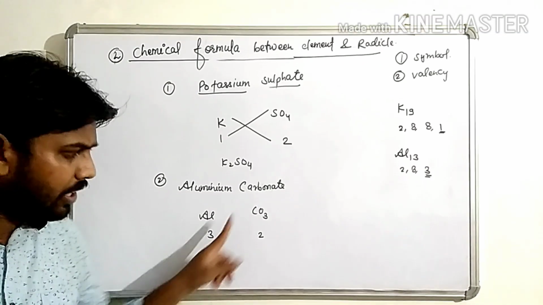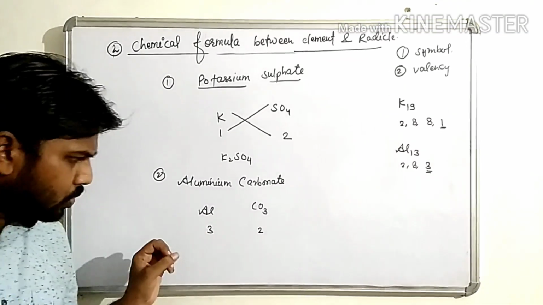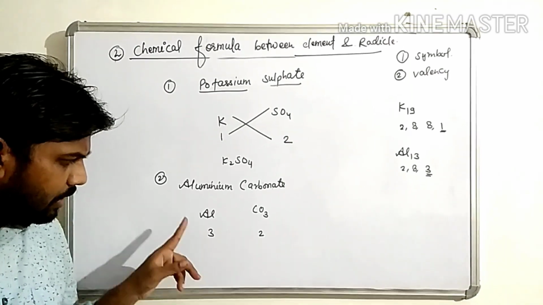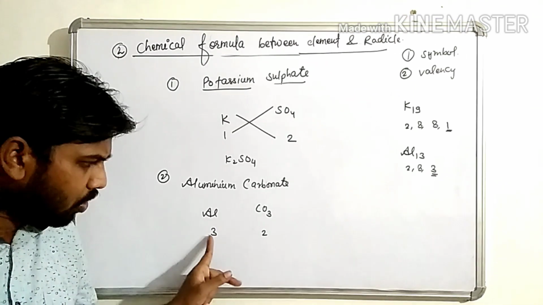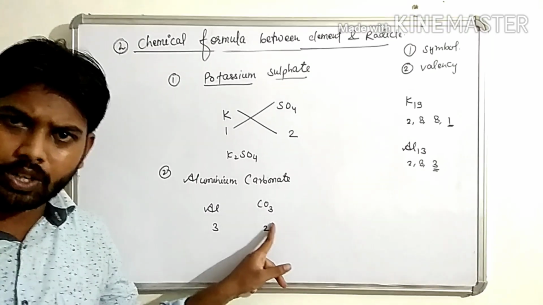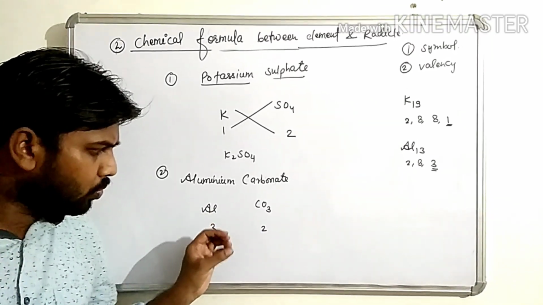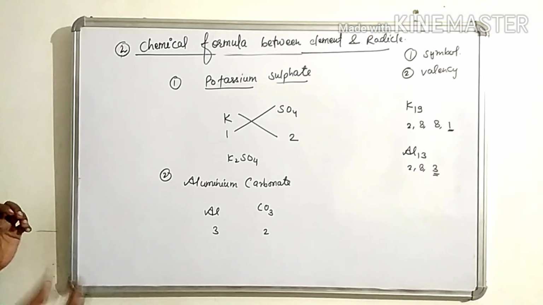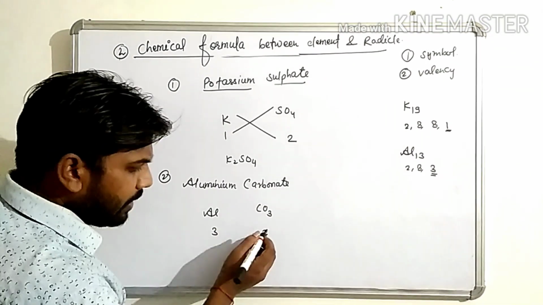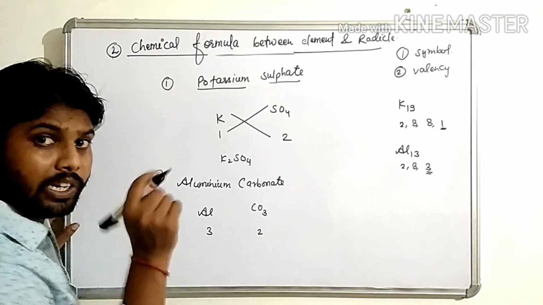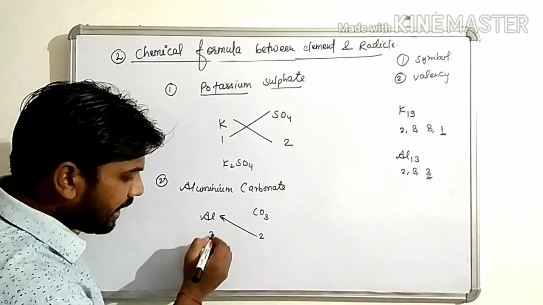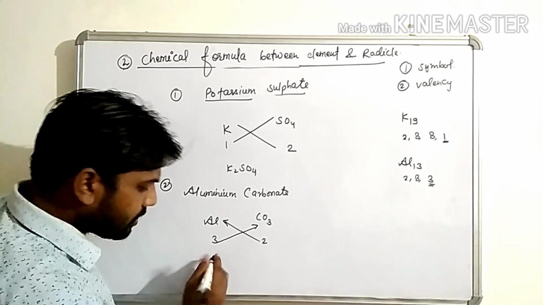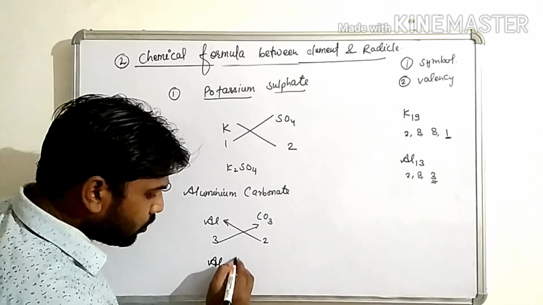Will transfer to the radical. Okay, so the question is, will 3 electrons go to carbon or oxygen? In order to solve this, children, we will make a bracket only in the radical. So 2 will come here and 3 will, when it comes here, Al2CO.